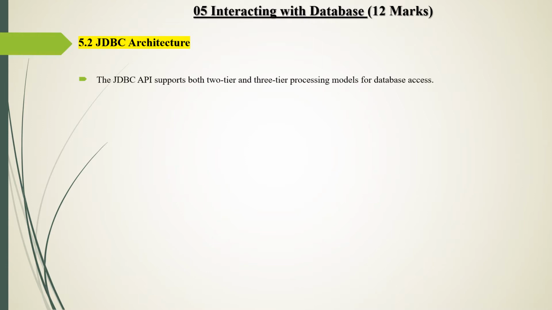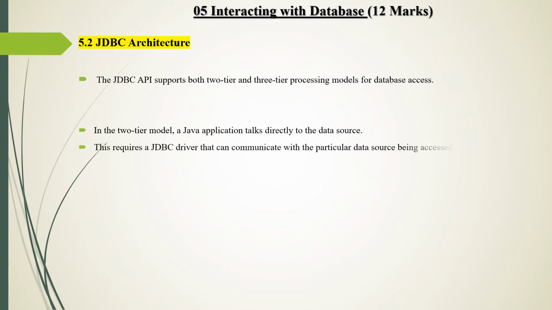The JDBC API supports both 2-tier and 3-tier processing models for database access. Okay, so in JDBC we see the 2-tier model and 3-tier model. First we see the 2-tier model. In the 2-tier model, the Java application talks directly to the data source. Okay, so a direct connection between the Java application and the data source is established in the 2-tier model. This requires a JDBC driver that can communicate with the particular data source being accessed.